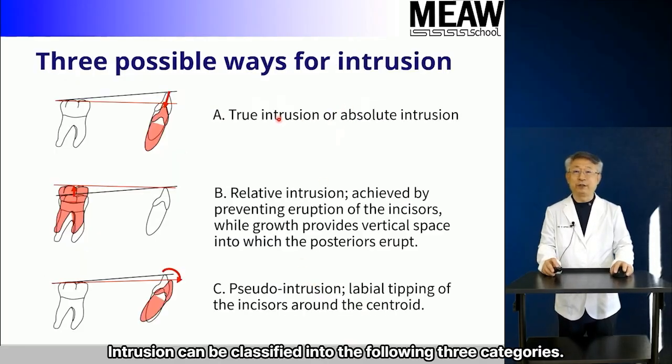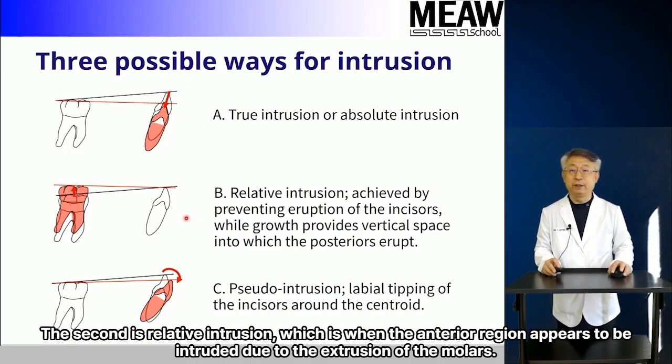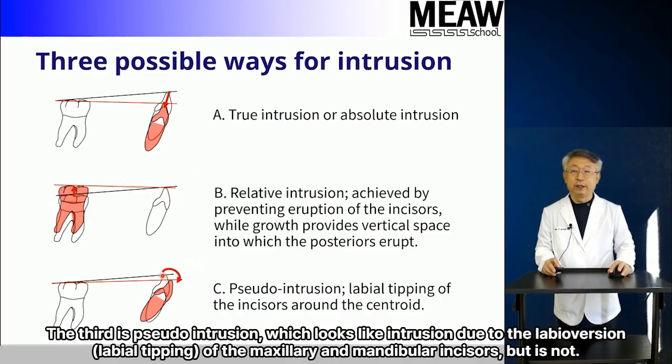Intrusion can be classified into the following 3 categories. The first is true intrusion, when the incisor is actually intruded. The second is relative intrusion, which is when the anterior region appears to be intruded due to the extrusion of the molars. The third is pseudo-intrusion, which looks like intrusion due to the labioversion (labial tipping) of the maxillary and mandibular incisors, but is not.